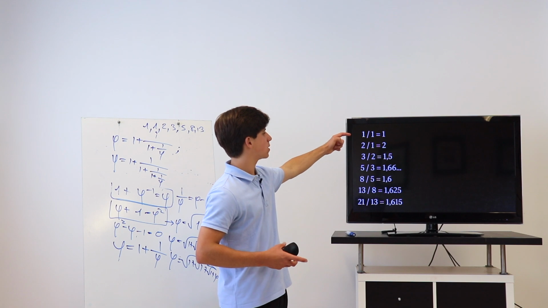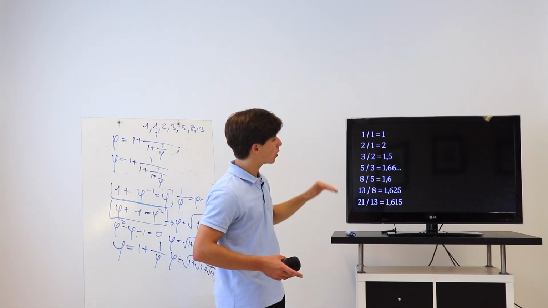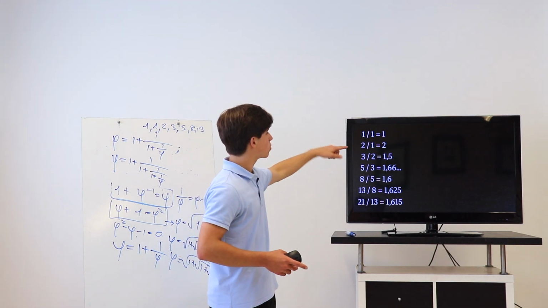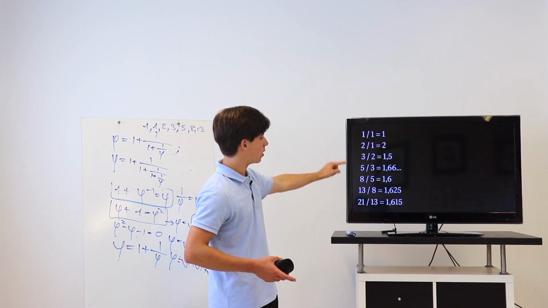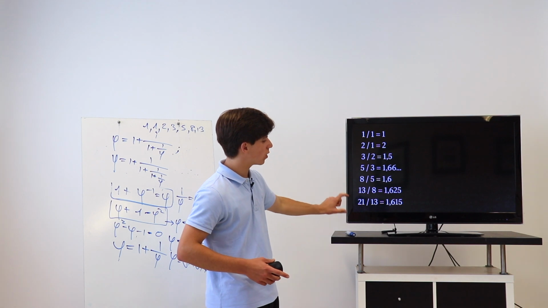This one is more or less close and is lower than the golden number. This one is higher, and this one lower, this one higher, this one lower, this one higher. And each one is closer to the golden ratio.